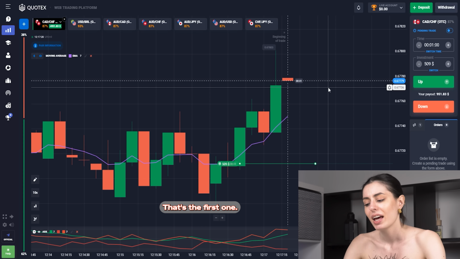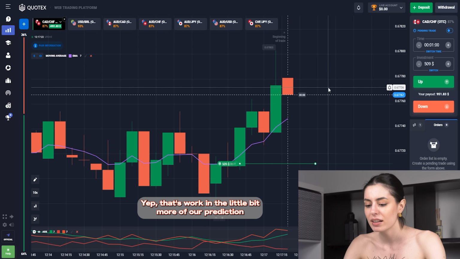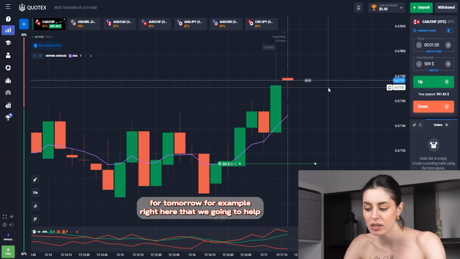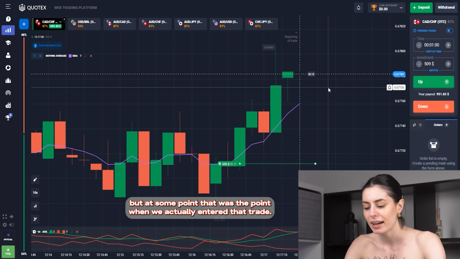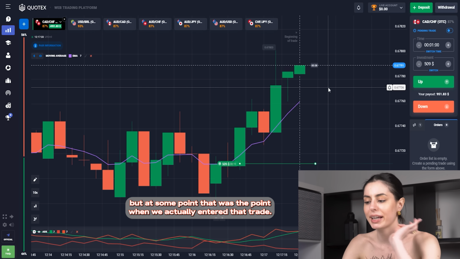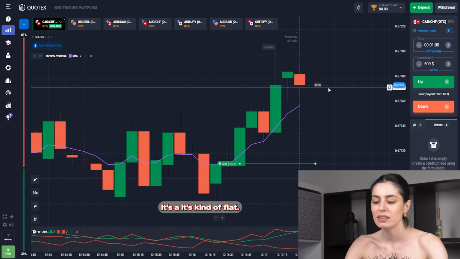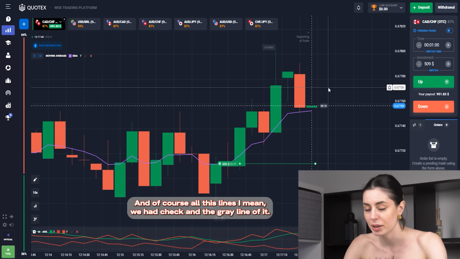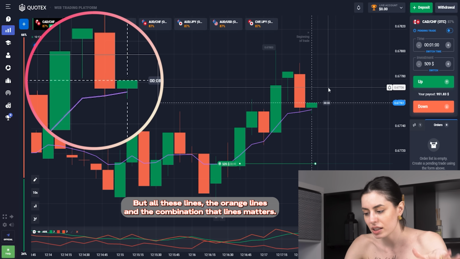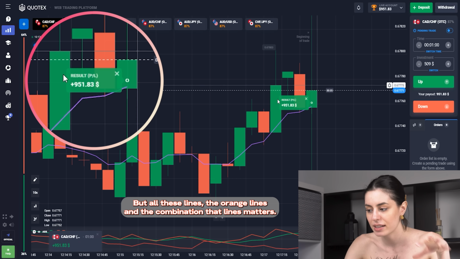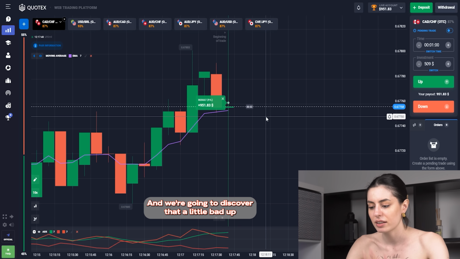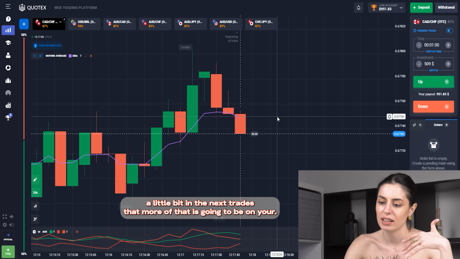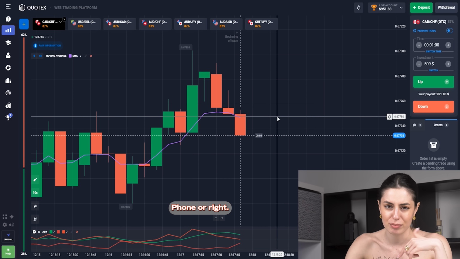That's the first one. What about the 80x? Yep, it's working a little bit more for prediction and for some growth, for example, right here that we're gonna have. But at some points, that was the point when we actually entered that trade. It's 80x kind of flat. And of course, all these lines, I mean, we check the green line of it, but all these lines, the orange lines, and the combination of that lines matters. And we're gonna just discover that a little bit in the next trades, but more of that's gonna be on your brain.